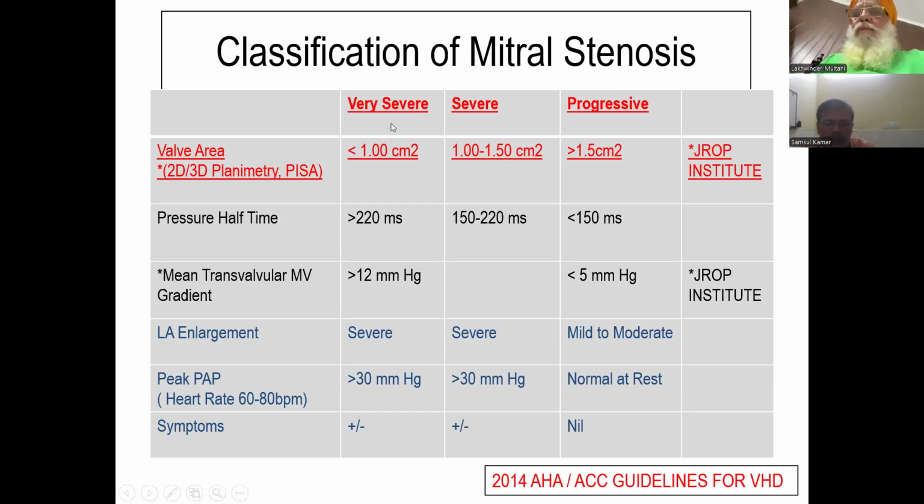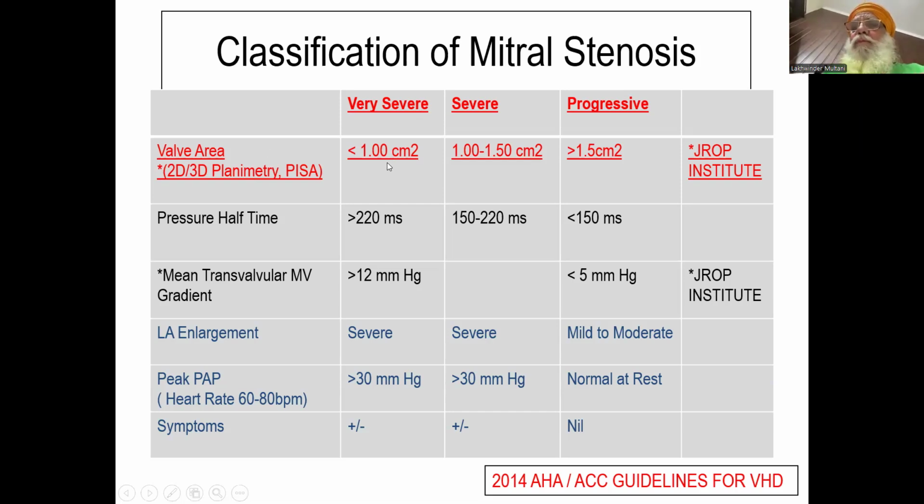A person who has got a mitral area by planimetry, not by pressure half time, area by planimetry less than 1 centimeter square, pressure half time more than 220, mean gradient more than 12, large LA, peak pulmonary artery pressure of more than 30 millimeters of mercury, symptoms or no symptoms, this is where surgery is needed.